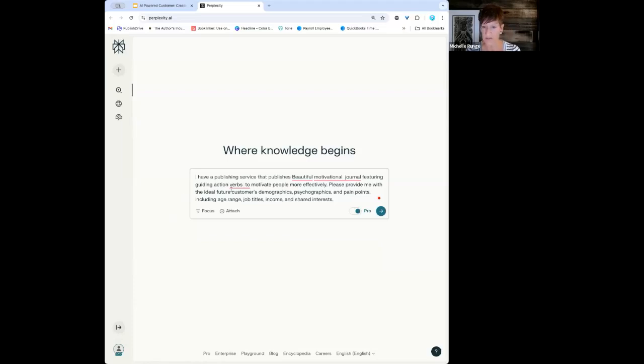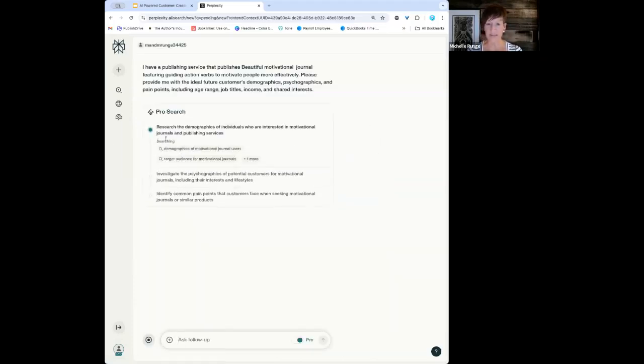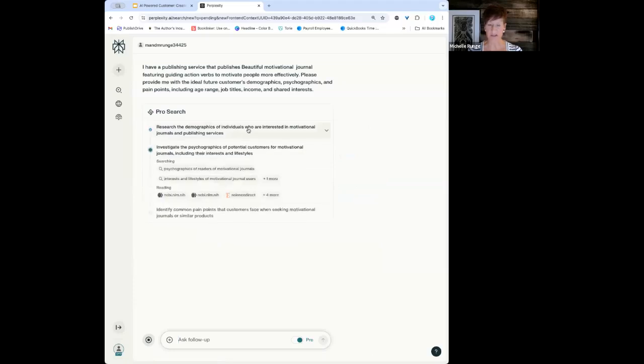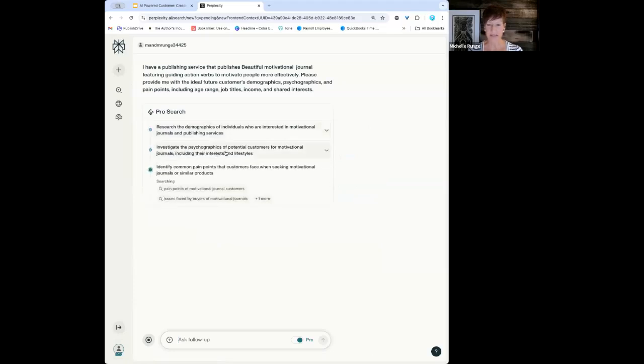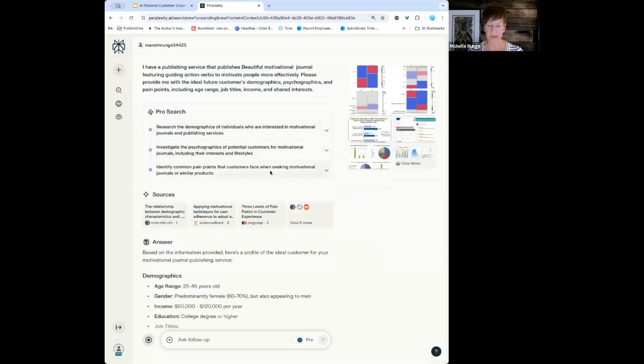Guiding action verbs. Okay. All right. So now what we're going to do is put this into Perplexity. And I'm curious about this one. You'll see that it's researching the demographics of individuals who might be interested. It's investigating psychographics. It's identifying common pain points that customers may feel.